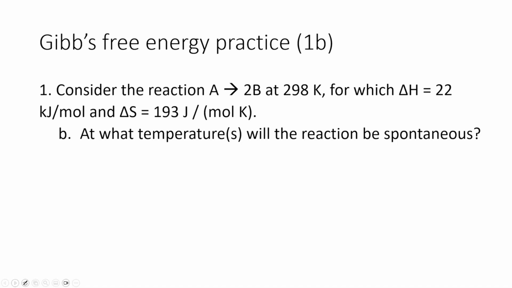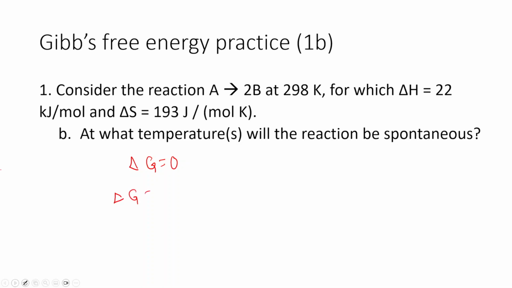Yeah, exactly. So delta G equals 0 is sort of that dividing line, because if delta G is higher than 0, it's not spontaneous. If delta G is less than 0, it is spontaneous. So if you figure out the temperature where delta G is 0, that's right in between. And then we can figure out if it's above or below where it's going to be spontaneous. So if we set delta G equals 0, we can use our same Gibbs free energy equation.